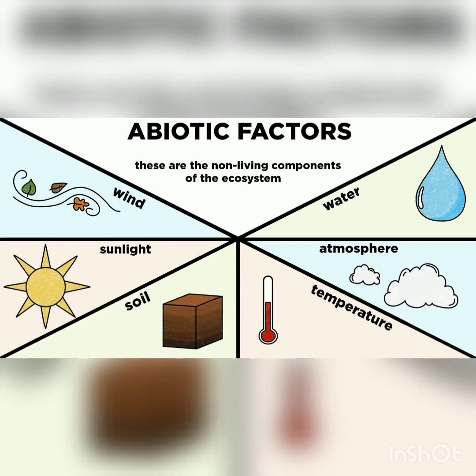Today we will be discussing the abiotic components of the ecosystem. The non-living things in the environment are called its abiotic components. Abiotic components include air, water, soil, and climatic factors such as sunlight, temperature, humidity, and wind.